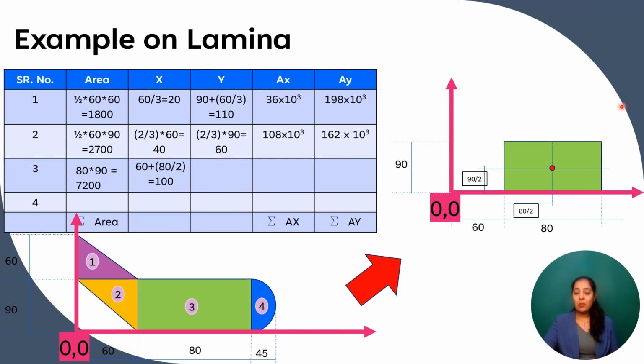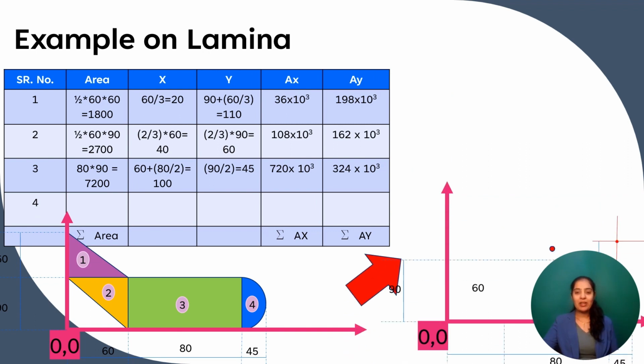Now, the y coordinate of CG of this rectangle? I have shown it here. Correct. It is 90 by 2. Now take the product AX and AY. Now only one basic component is remaining. Let's do the calculation for that.